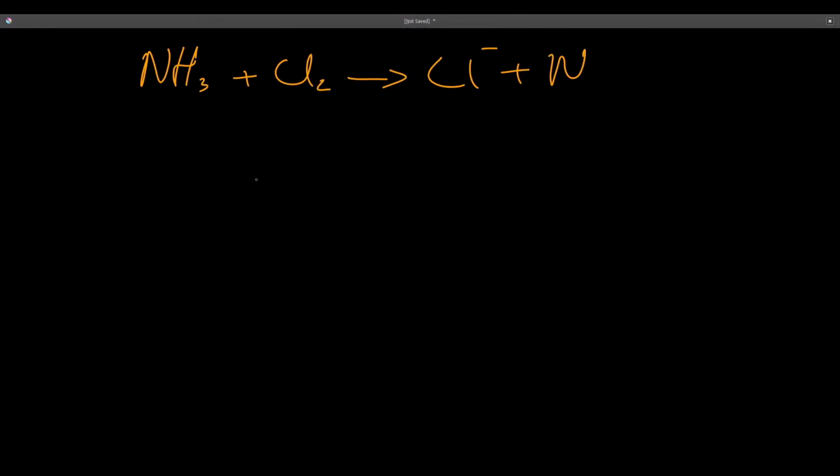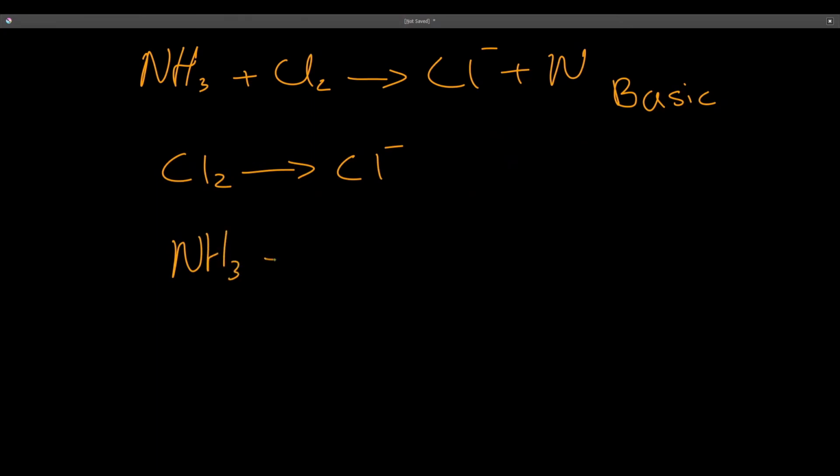Okay, so in this example, they're asking us to balance the following redox reaction in a basic medium, so we have to keep that in mind. We start the same way we started earlier by separating it into two half reactions, being Cl2 becomes Cl minus, and NH3 becomes N. Here we first have to balance the amount of Cl, so we add 2 here, meaning the total charge will become minus 2. So we add 2e minus on the other side.